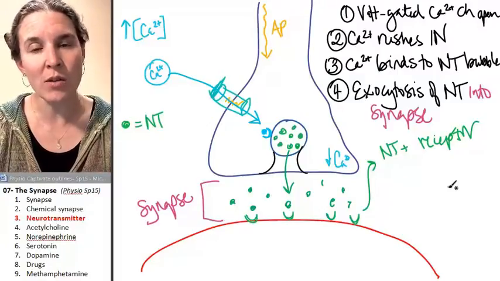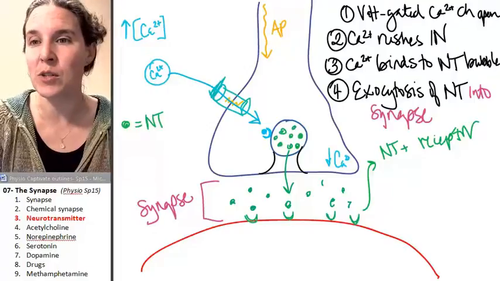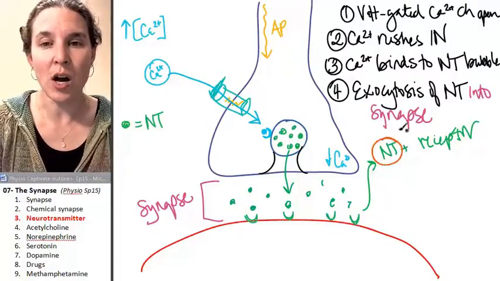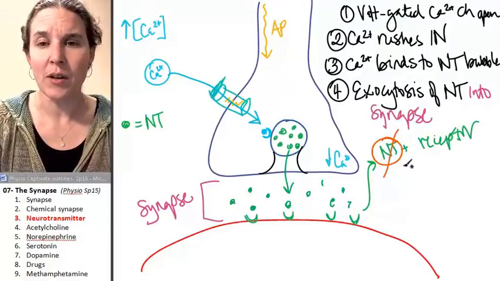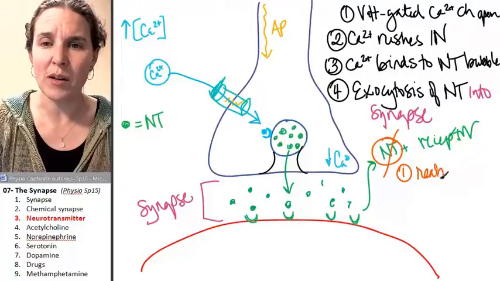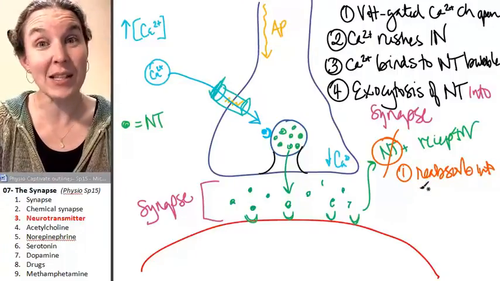So how do we get the neurotransmitter out of there? Well, there's a couple of strategies that we can use. Number one, here's our job: get rid of the neurotransmitter. Strategy number one, reabsorb it into the presynaptic neuron.